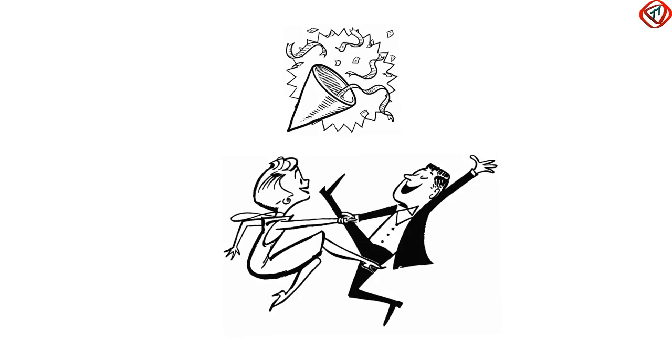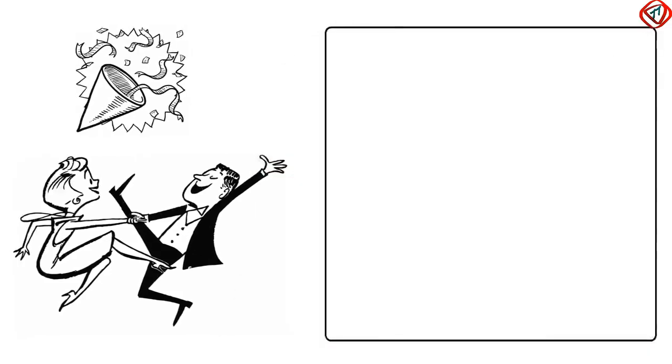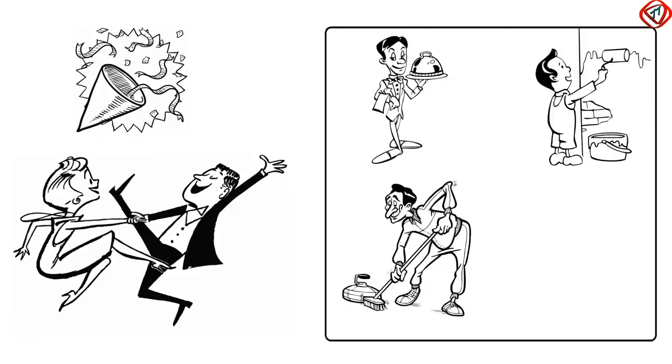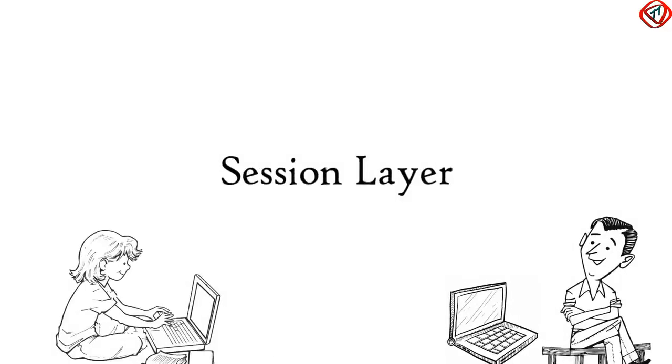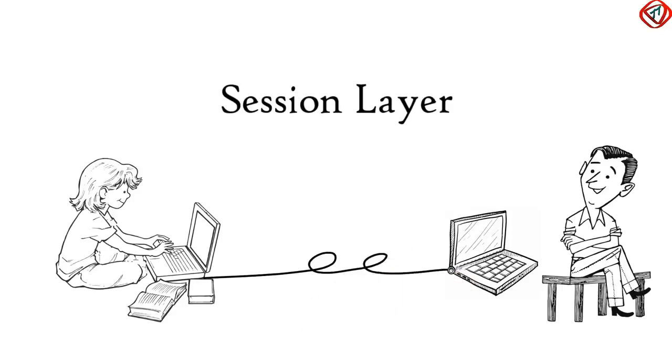Now, the session layer. Suppose you have planned for a party. You have hired a few helpers ensuring that each activity runs smoothly. Helpers will help you in setting up, assisting, cleaning, and then closing the party. Same is the case with the session layer. Session layer helps in setting up and managing connections, enabling sending and receiving of data, followed by termination of connections or sessions.